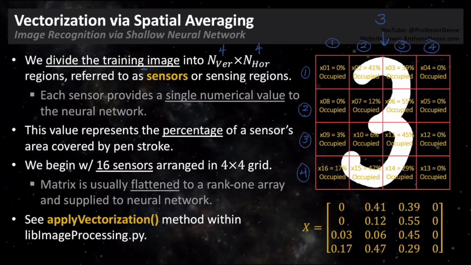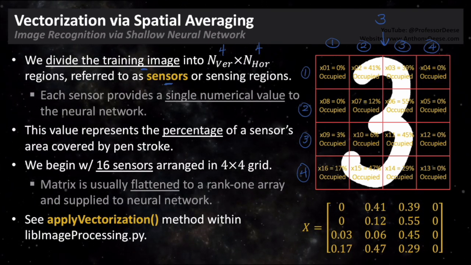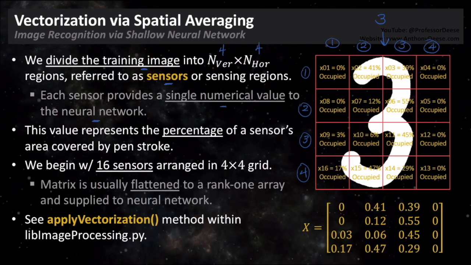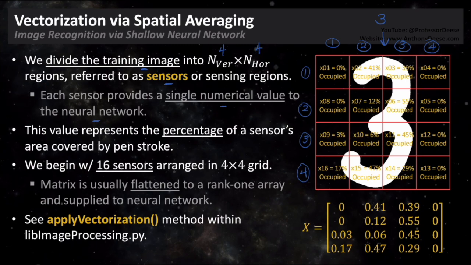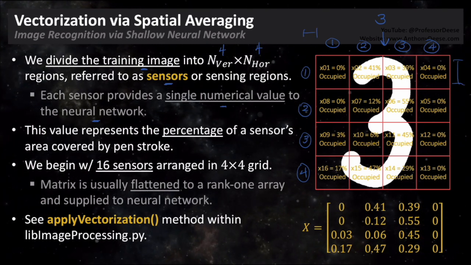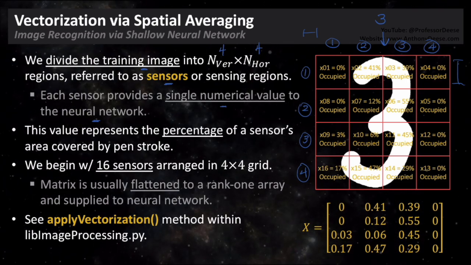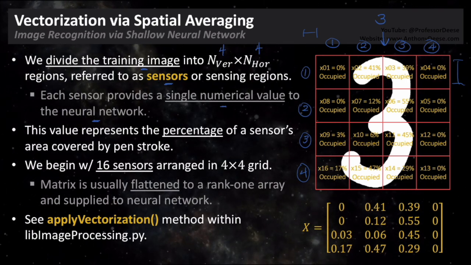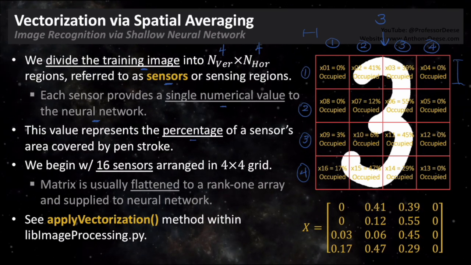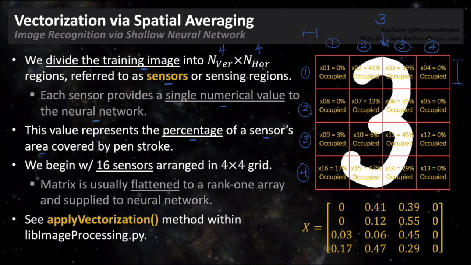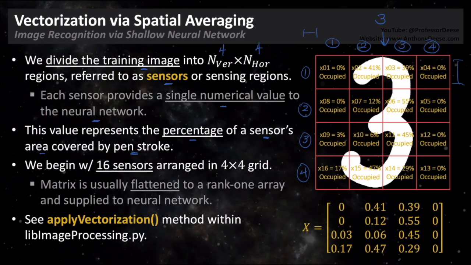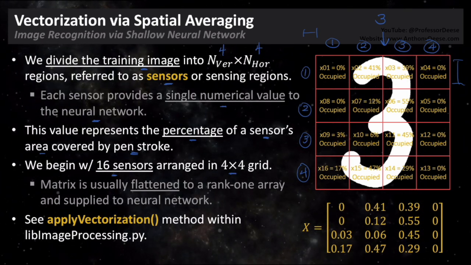Now we're going to call each one of these regions a sensor or a sensing region. Each one of these regions provides a single numerical value to the neural network. So we've already achieved a pretty significant amount of simplification. Let's say before this were a 100 pixel by 100 pixel image. We've reduced that to really only having to supply 4 times 4, 16 numerical values to the neural network, as opposed to 100 times 100. Now each value represents the percentage of a sensor's area that's covered by the pen stroke, or covered by the dark region. We begin with 16 sensors arranged in a 4x4 grid.